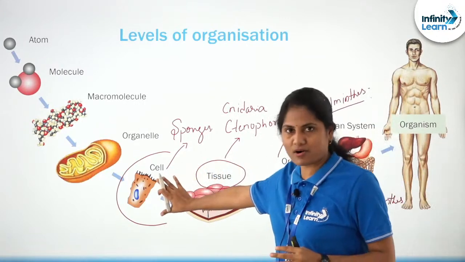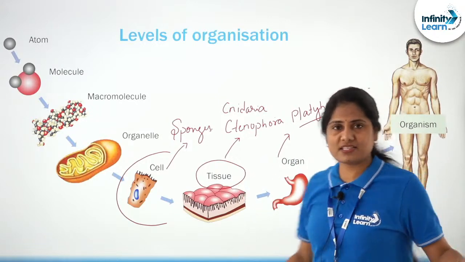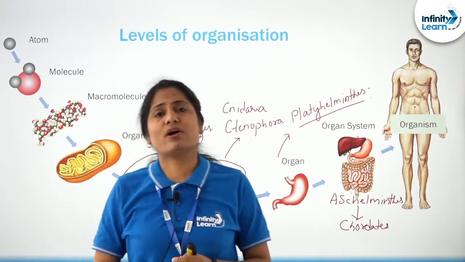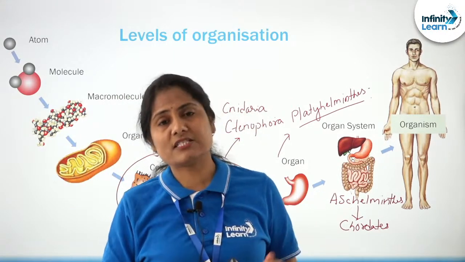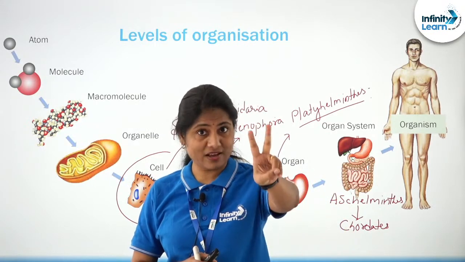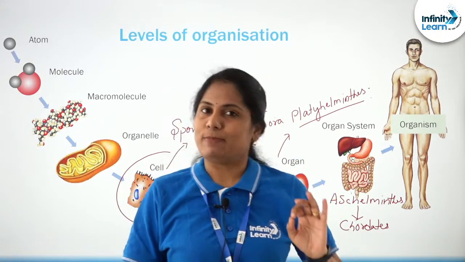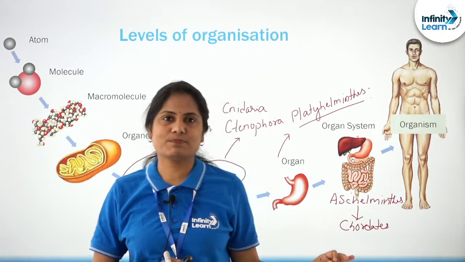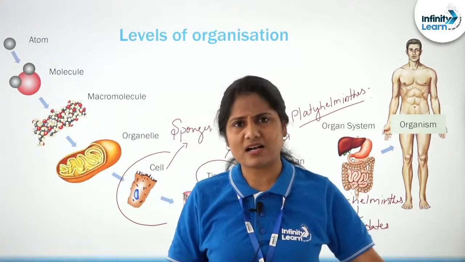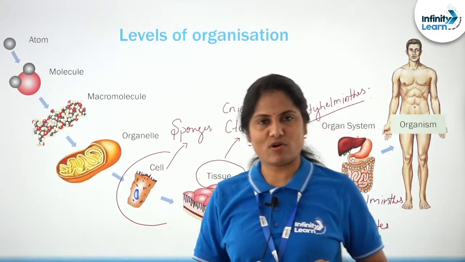Cellular level of organization, tissue level of organization, organ level of organization, organ system level of organization. And if you are frequently asked a question about levels of organization, it would be cellular, which is Porifera, sponges; tissue, we have two phyla under that, Cnidaria and Ctenophora; then organ, Platyhelminthes; organ system, from Aschelminthes till chordates, whichever phyla, whichever class that you are given, we are going to say it's organ system level of organization.